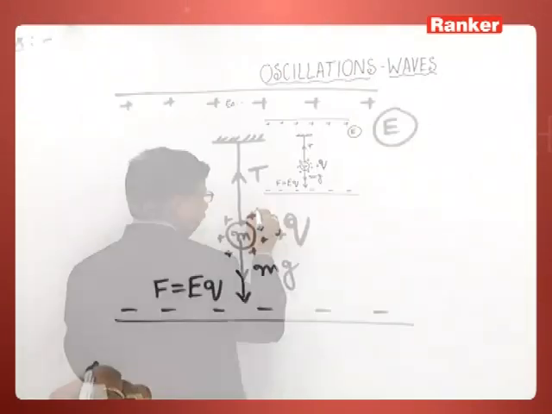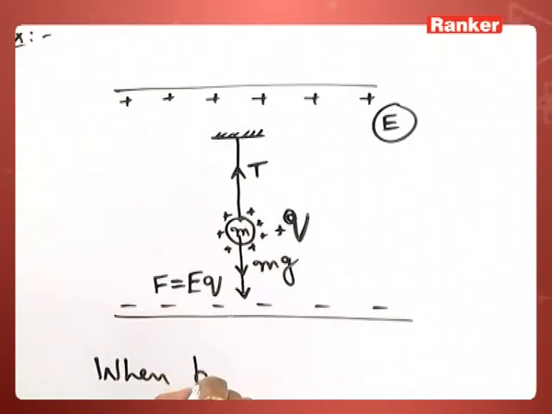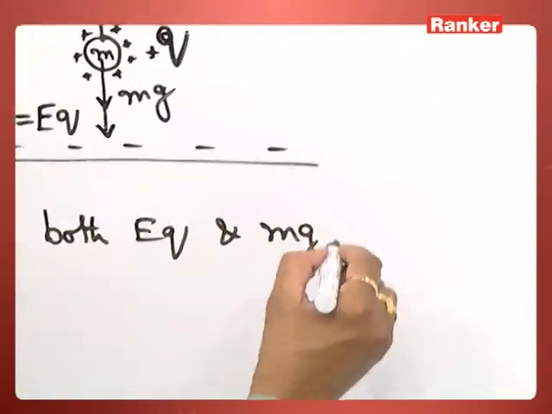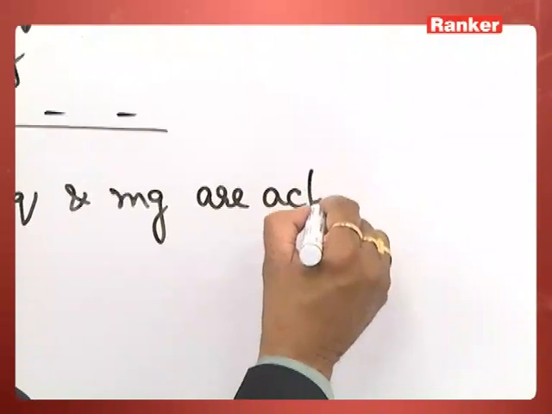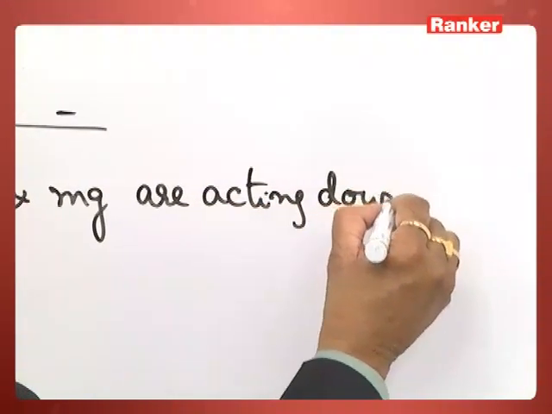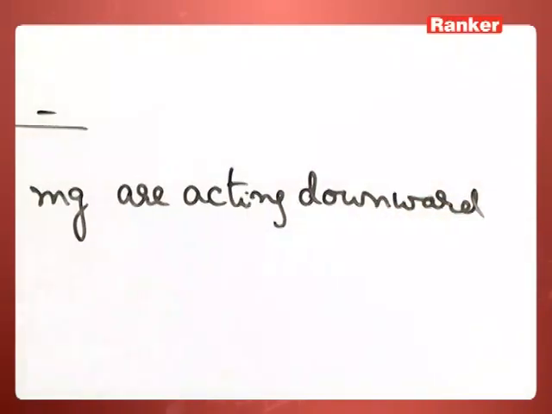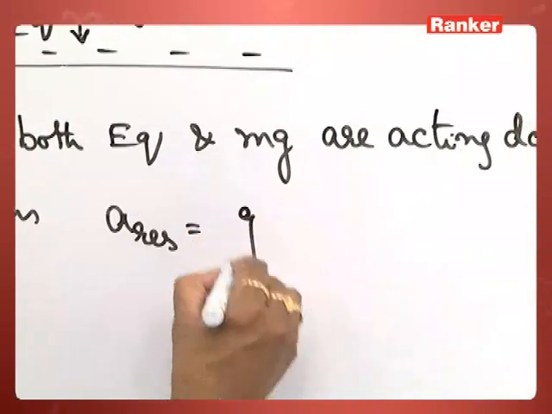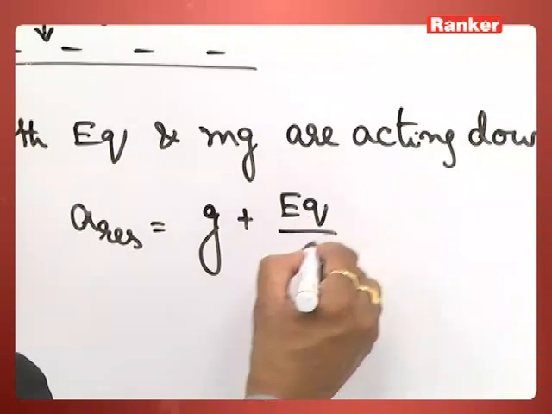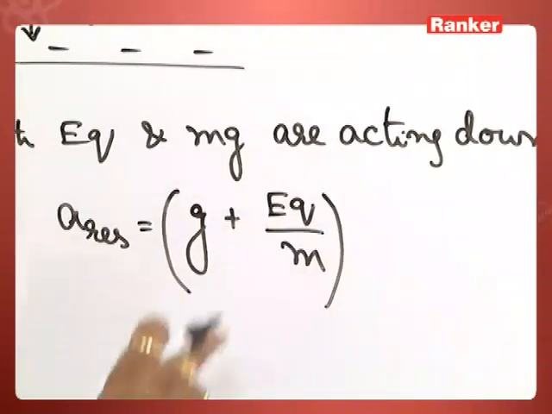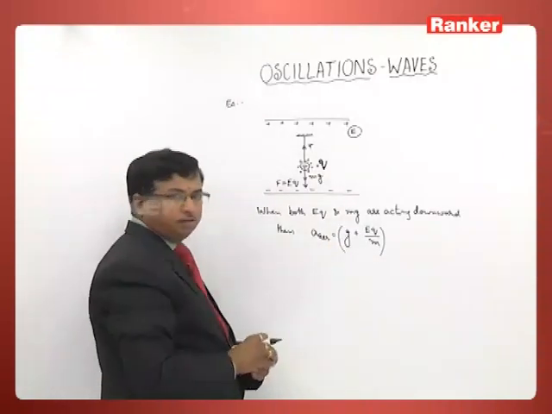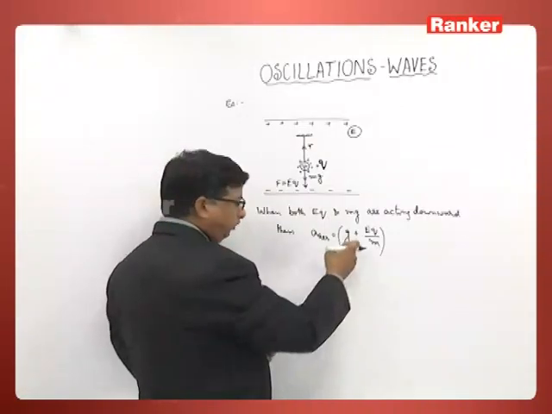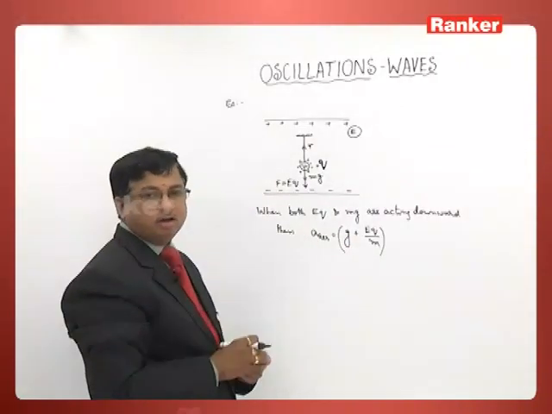Now, in this particular case, what we should understand is when both EQ and mg are acting downward, then we can understand the resultant acceleration now becomes g plus EQ by m, because EQ becomes a force, and force by mass is acceleration, we know that. So, this is the acceleration due to the applied field. This acceleration due to gravity is very much acting on that bob.